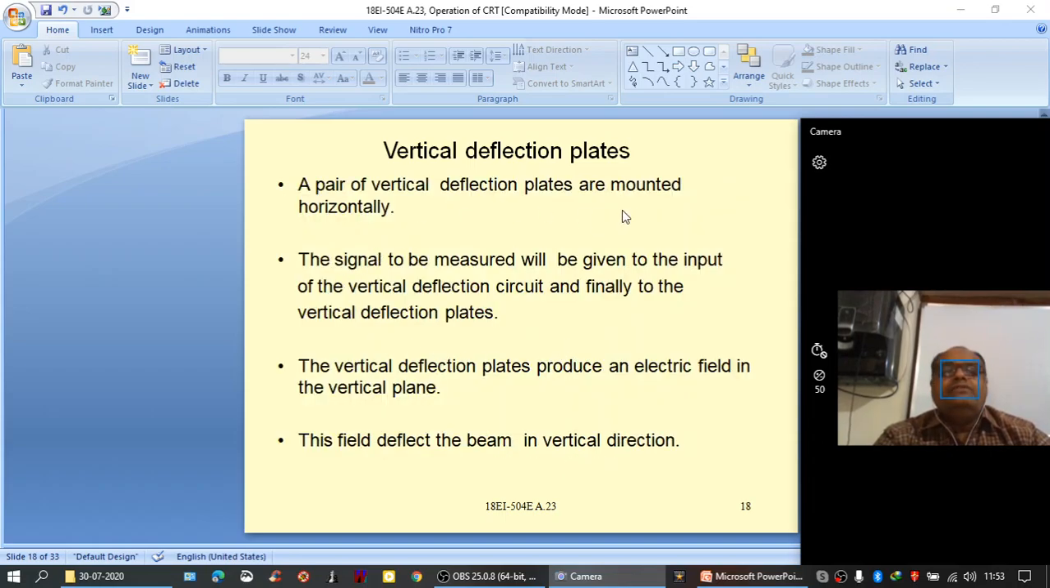A pair of vertical deflection plates are mounted horizontally. The signal to be measured will be given to the input of the vertical deflection circuit and finally to the vertical deflection plates. The vertical deflection plates produce an electric field in the vertical plane, and this electric field deflects the electron beam in the vertical direction. It makes the electron beam oscillate in the vertical direction, up and down.